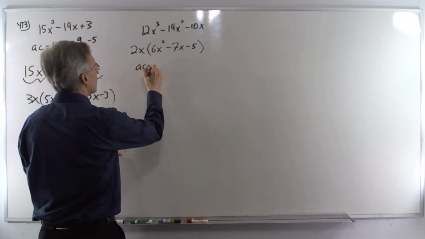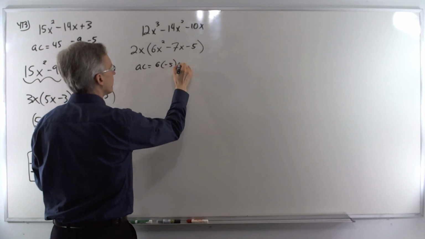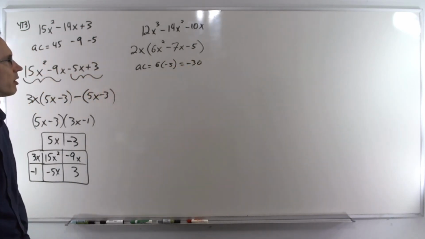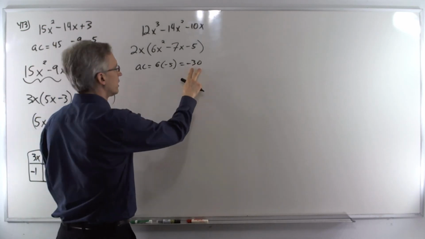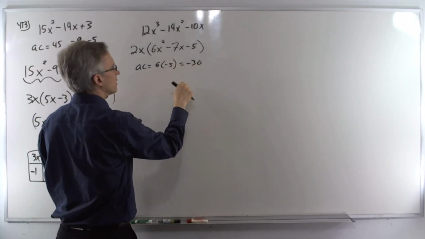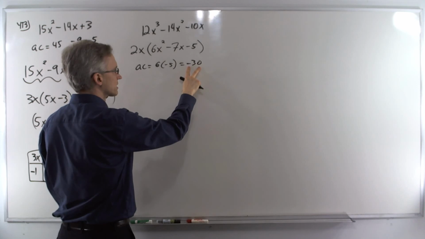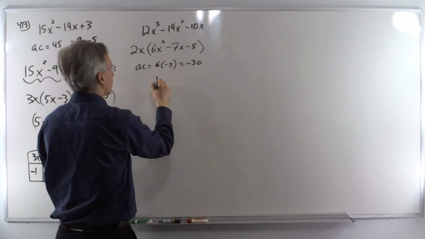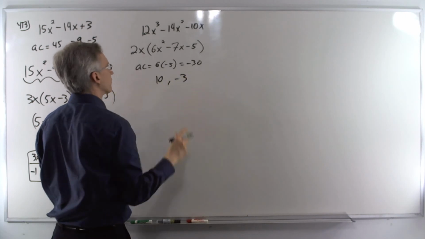AC, 6 times negative 5, negative 30. Now we need two numbers to multiply to get negative 30 and add to get negative 7. They will have opposite signs because this is negative, and the bigger number should be negative. So it'll be 10 and 3, or 10 and negative 3.